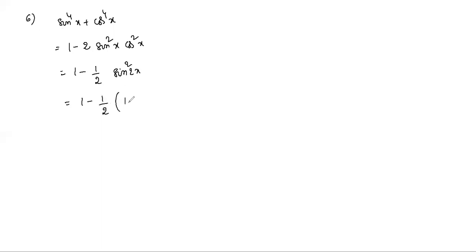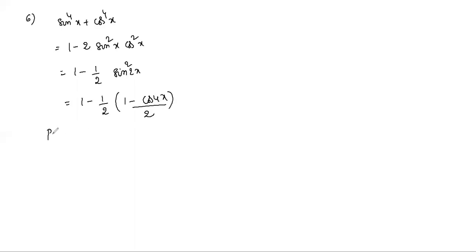Next one, the period of sin power 4x plus cos power 4x. So sin power 4x plus cos power 4x you can write as 1 minus 2 sin square x cos square x. And you can write this as 1 minus 1 by 2 into sin 2x whole square, so sin square 2x. And 1 minus 1 by 2 into sin square 2x, we can write again as 1 minus cos 4x by 2.